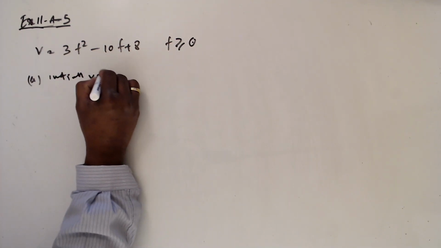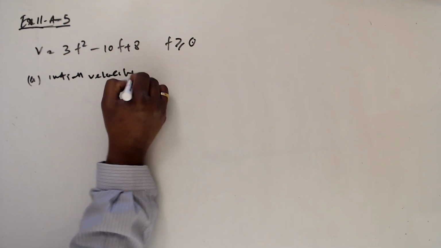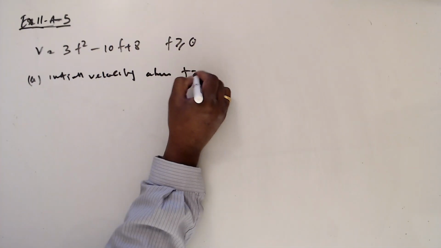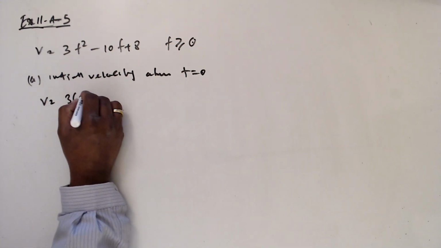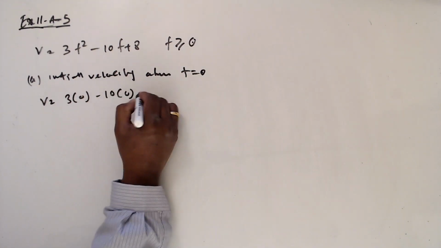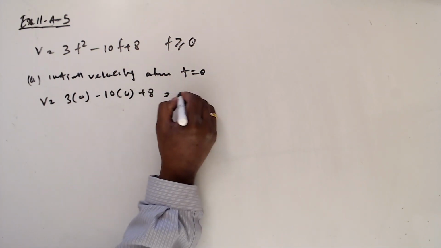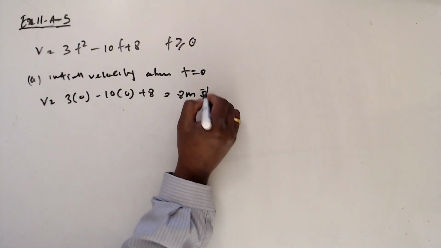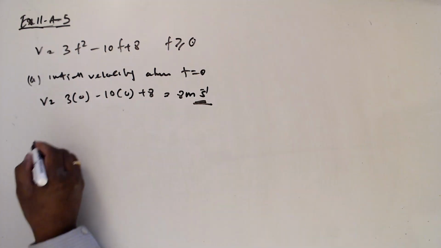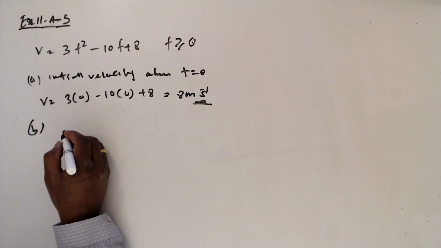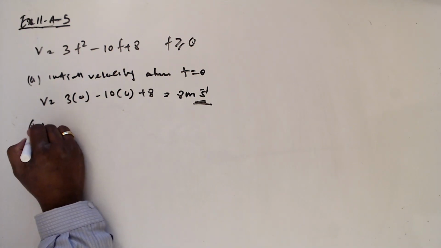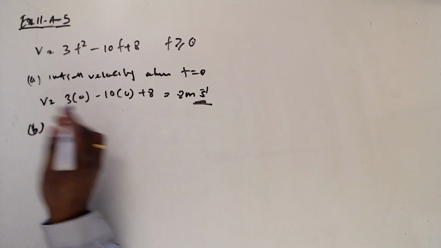Initial velocity is when t equals 0. So v equals 3 times 0 minus 10 times 0 plus 8. So the initial velocity is 8 m/s. And part B, the value of t when the body is instantaneously at rest. So for a moment it is at rest.